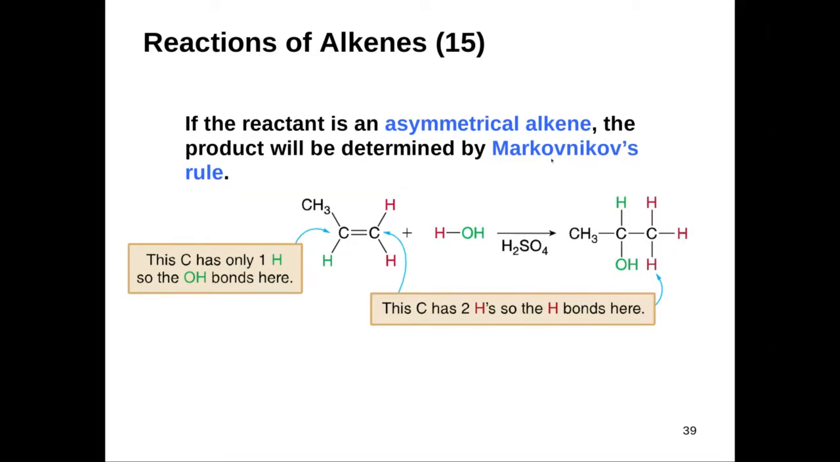So this carbon has 1 hydrogen, so the OH has to bind here. This carbon has 2 hydrogens, thus the H has to bind there. So when we react it with water and sulfuric acid, the hydroxyl group has to bind here, and the hydrogen has to bind here. So exactly the same, looking for the number of hydrogens. And again, there's only one possible outcome here, and it has to be this, not the other way around.